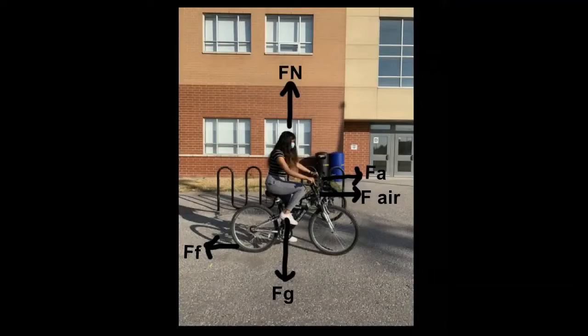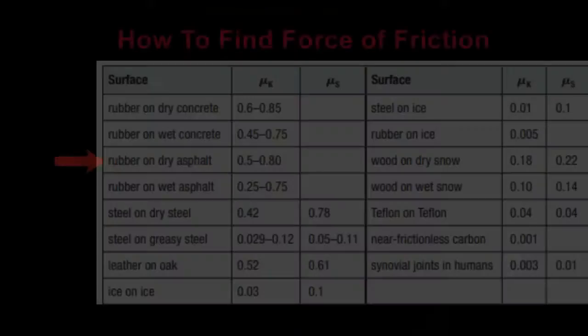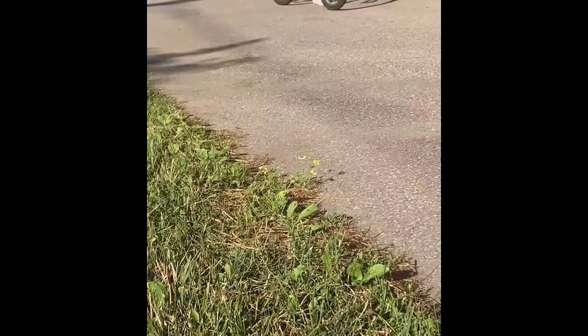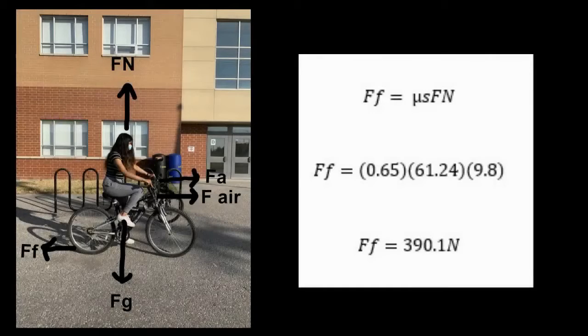The next thing I wanted to do was find the force of friction the bike exerted on the ground. So I found the coefficient of friction from the textbook. Then I found the approximate mass of me and the bike together, and I calculated it to be about 61.24. I substituted all these values into the equation and found the force of friction.